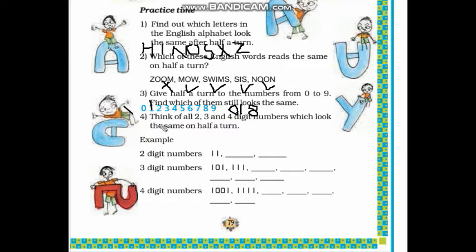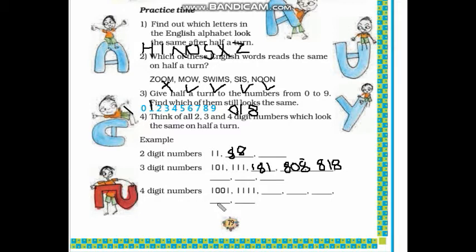Now question number 4, think of all 2, 3 and 4 digit numbers which look the same on half a turn. And now we are finding 2, 3 and 4 digit numbers which look the same on half a turn. So 11 and 88. Here 101, 111, then 181, 808 and then 818. We can make the 3 digit numbers from 0, 1 and 8 only, because they will look the same after giving half a turn.